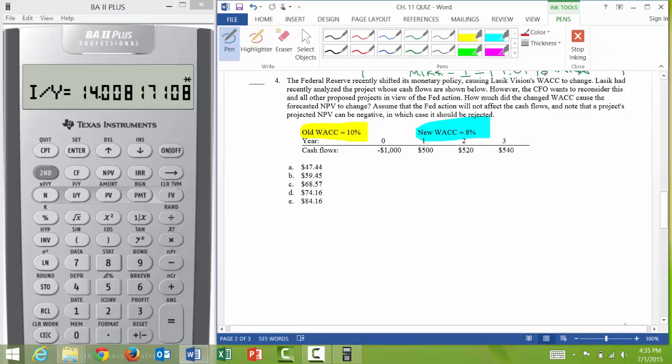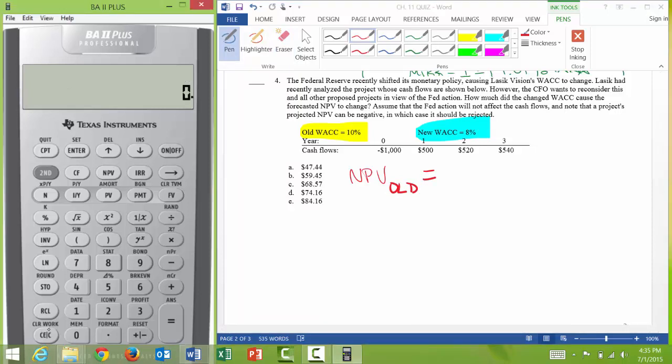So the first thing that I need to get is the old NPV. And so if I go over to the calculator and I go to the cash flow register and I hit second clear work, clear out all the previous numbers, I'll just enter my cash flows, and the good thing is I only have to enter this once.